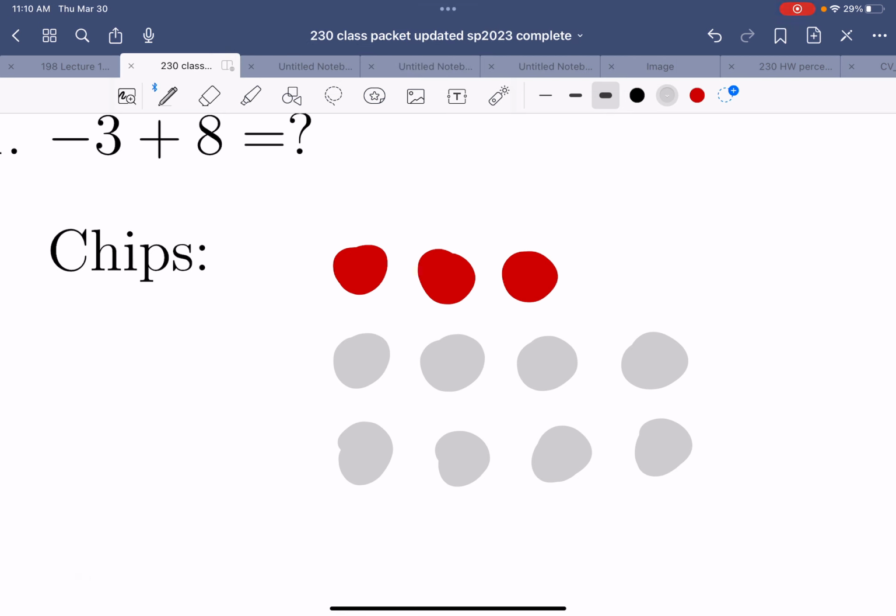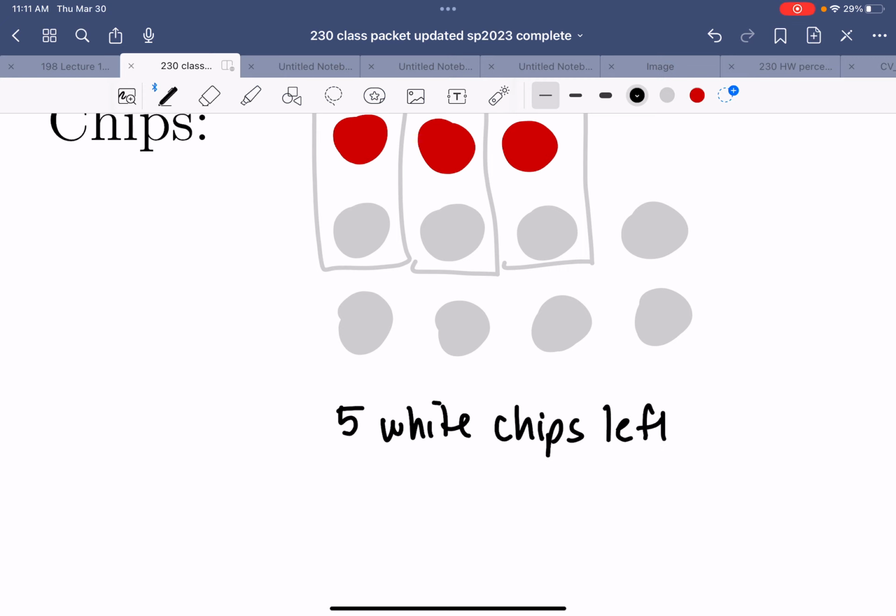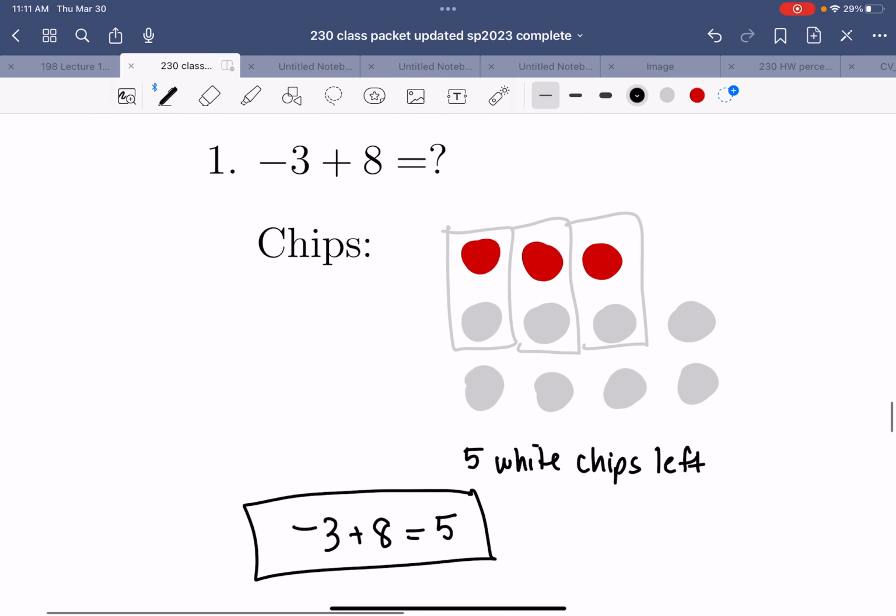And then what I'm going to do is I'm going to match up any 0 pairs. So here's a 0 pair, here's a 0 pair, here's a 0 pair. They all match up to be 0. So what's left are my 5 white chips that are left. And so my answer to the problem -3 plus 8 is going to be 5 white chips. Well, white chips are positive, so that's positive 5. Okay. So that's what we do. With addition, we combine things.